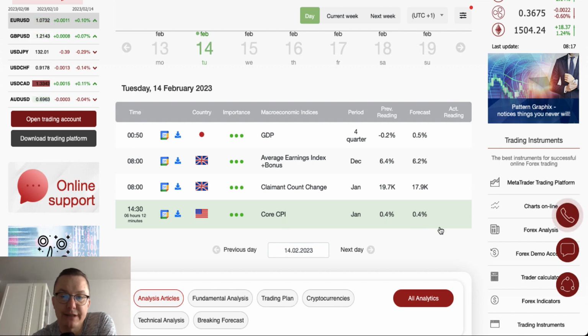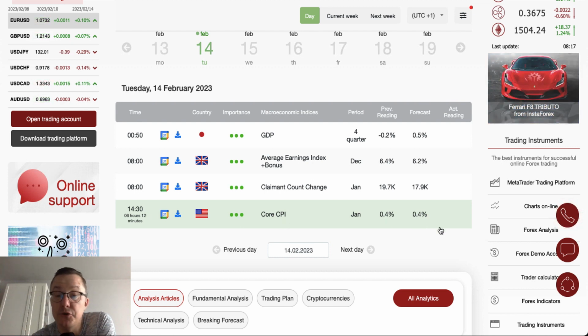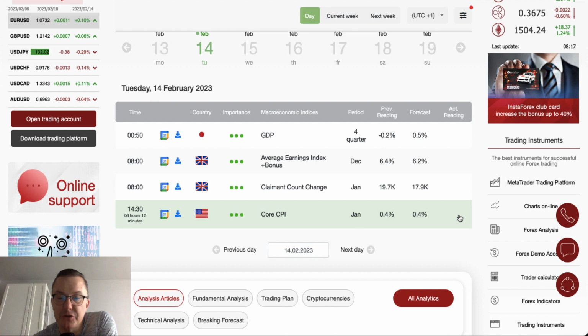The market might start to discount some kind of future events after the core CPI from the US is published. And of course, the bigger the difference between the forecast and the previous reading and the actual reading, the more the market might surprise the participants, the investors, the traders, by moving in some direction very aggressively and dynamically. So what do we have here?